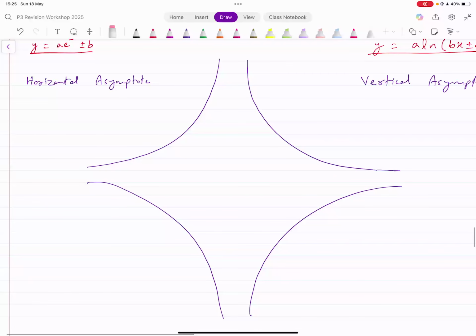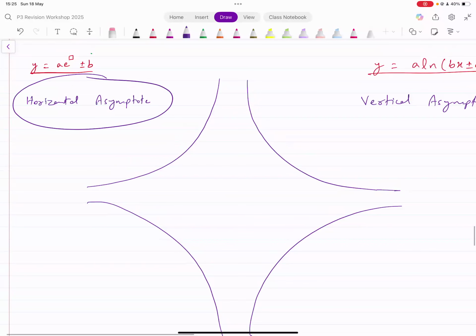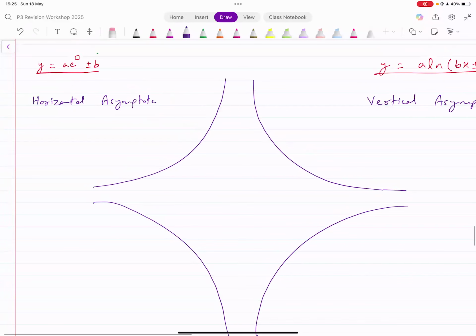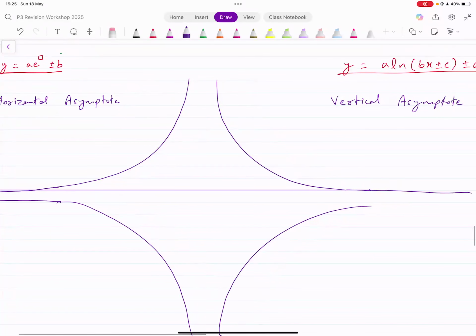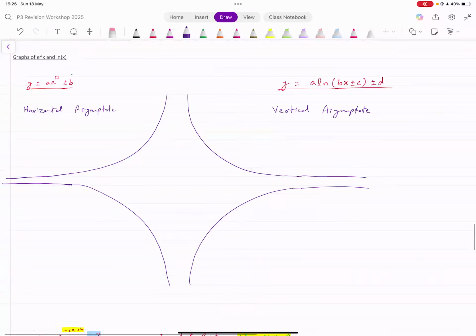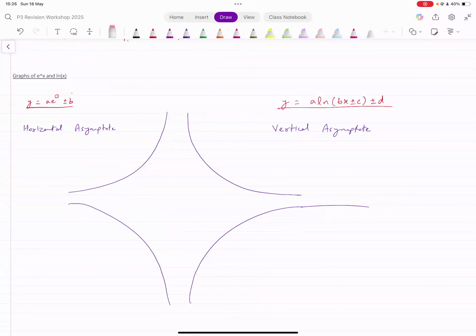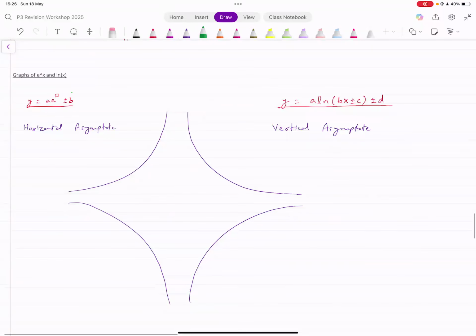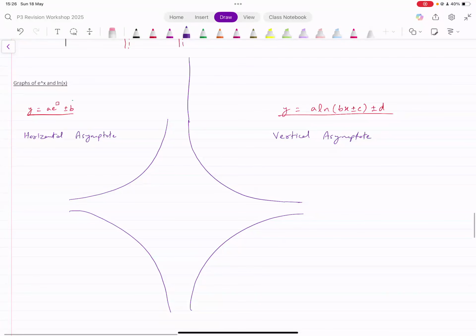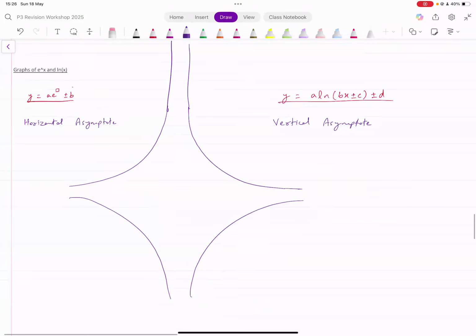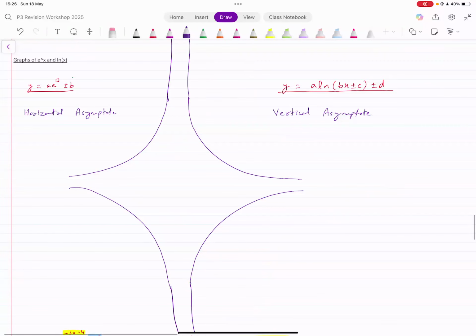Now, the difference is exponential graphs have horizontal asymptotes. So they will be almost flat at some point. So they'll go like this. They'll go like this here. And this will also go like this here. And like this. So exponential graphs have horizontal asymptotes. Log graphs have vertical asymptotes. So they will be extended to this side like this. They'll be going vertical here, a vertical here. But roughly the shape is going to be one of these 4.